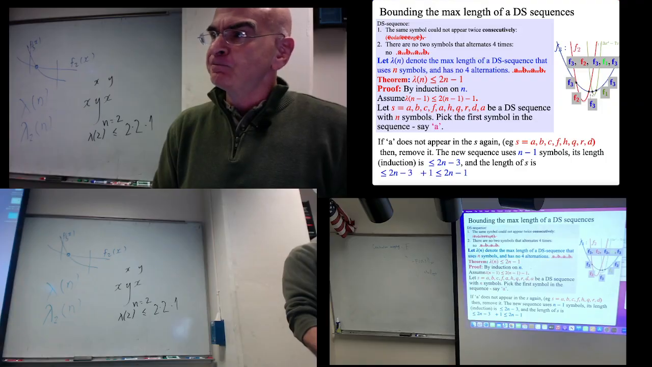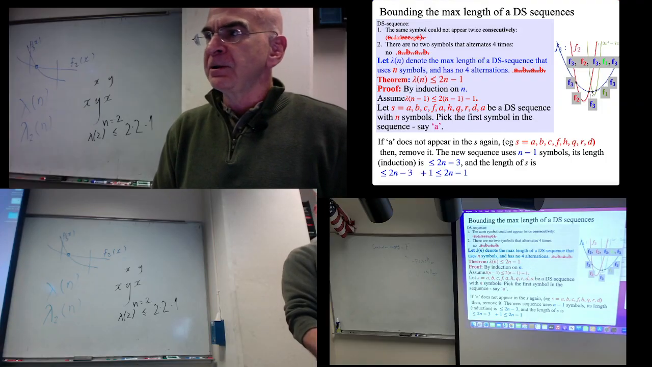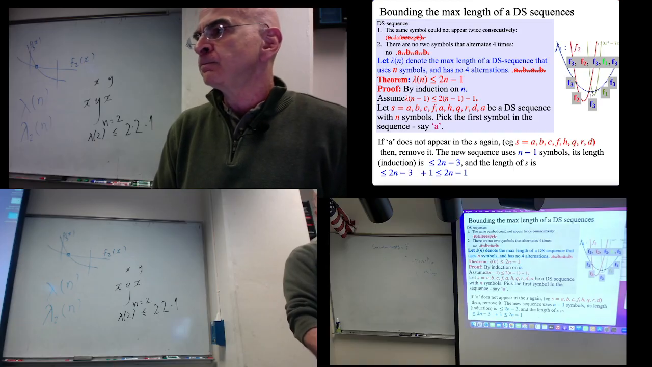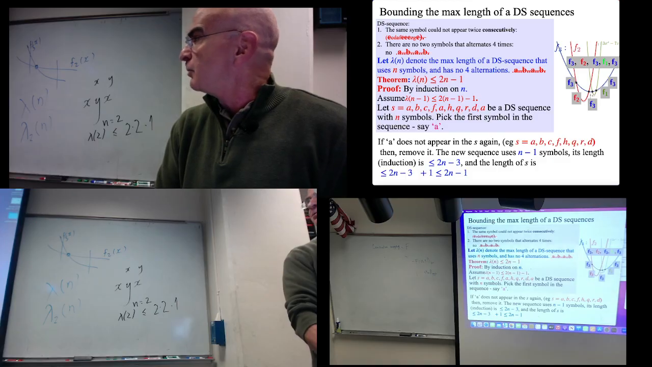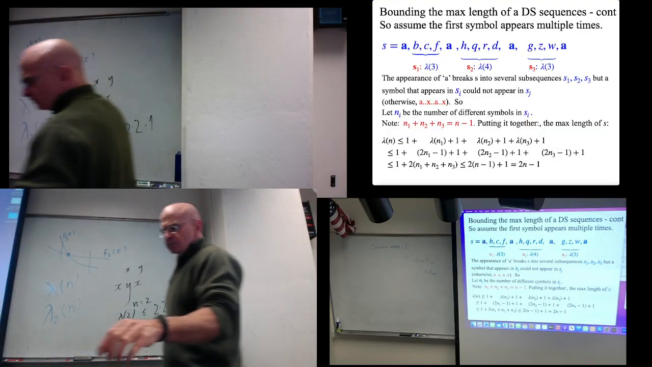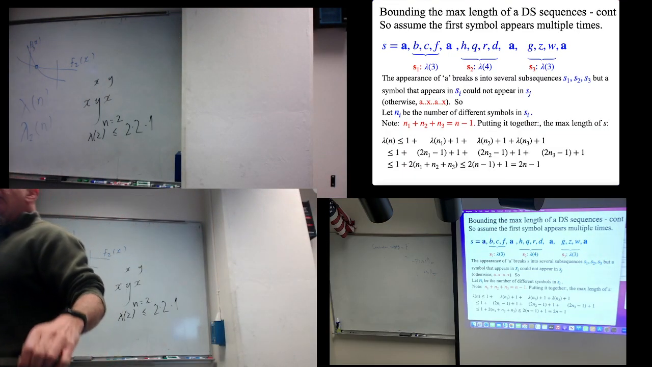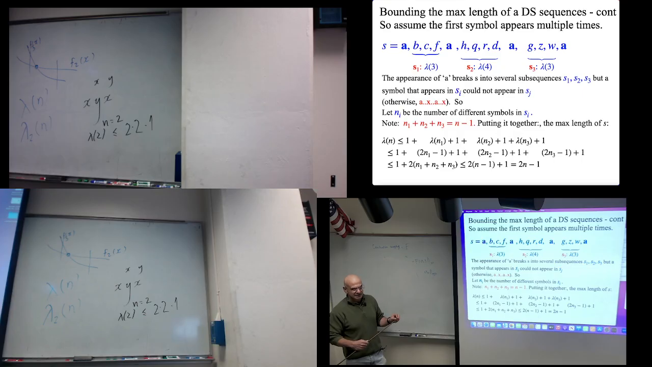Delete the A, see what the maximum length that you can get by induction, and then put the A back. And claim that the answer, the maximum length, is just what it was before, that was less than 2n minus 2, plus the A that you just put back. OK, what are we doing if A appears multiple times? But remember, why did I pick A? Because it was the first element in my sequence.